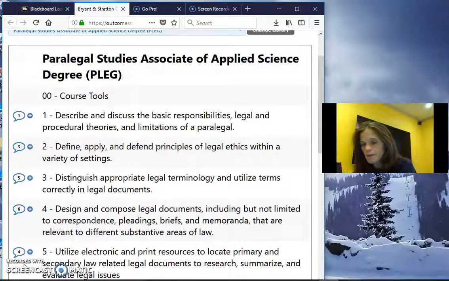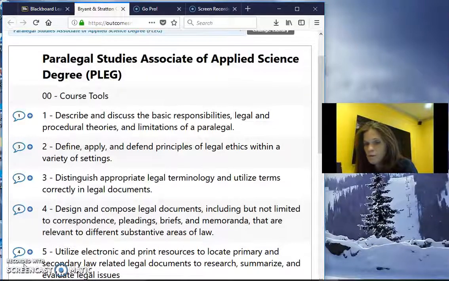I am in the paralegal studies program, and during my time here at Bryan Stratton College, I believe I have mastered the outcomes from the paralegal studies program of describing and discussing the basic responsibilities of a paralegal, the legal procedures, theories, and limitations of a paralegal, applying and defining principles of legal ethics written in a variety of settings, designing and composing legal documents, including but not limited to correspondence, memorandum, briefs, and pleadings. They're all relevant to the substantive areas of law.